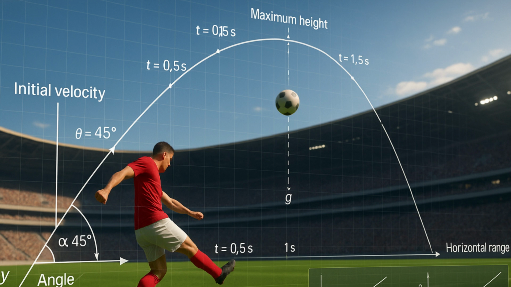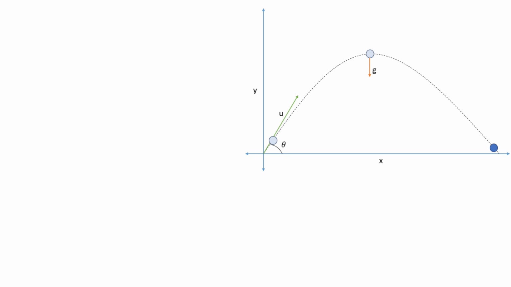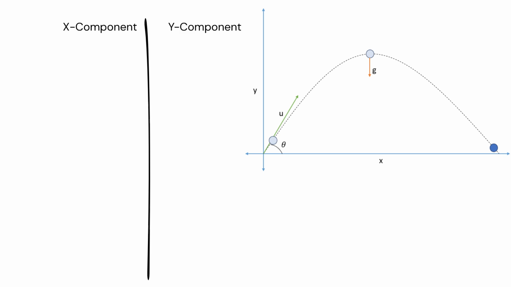Projectile motion describes the curved path an object takes when it is thrown or launched into the air, with gravity being the only force acting on it after launch. To easily visualize the components of velocity, acceleration, and position acting on the projectile motion, let's break down the components into two, x component and y component.